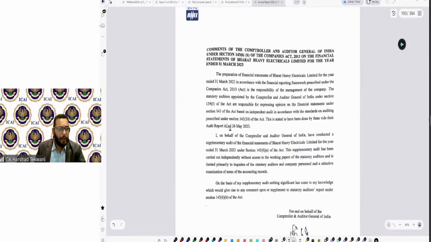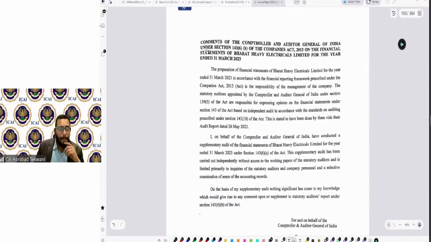If you see this particular one, these are the comments of the CAG under section 143(6)(b) of the Companies Act on the financial statement of this particular company. Under section 143(6)(a). Now, what is section 143(6)(a)? Can anyone tell me what this section is about? Can you tell me what is section 143(6)(a) of the Companies Act?